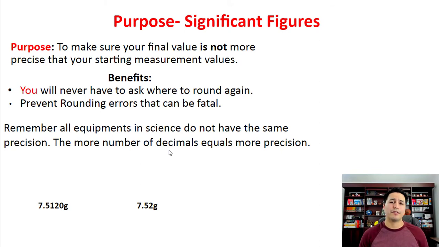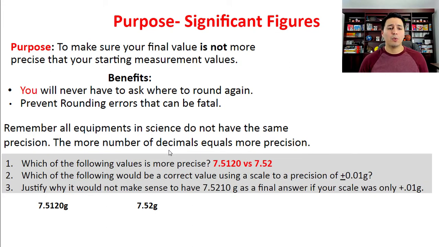So what is the purpose of using significant figures? Well, the whole purpose of using significant figures is so that your final value is not more precise than your beginning value. Now, some of the benefits of this are going to include you'll never have to ask where to round again. You'll also be able to prevent rounding errors that can be fatal. So remember, all equipment in science do not have the same precision. In fact, the ones that cost more are going to be the ones that are more precise. So let's go ahead and look at some questions now.